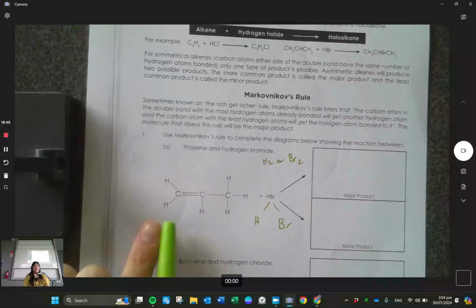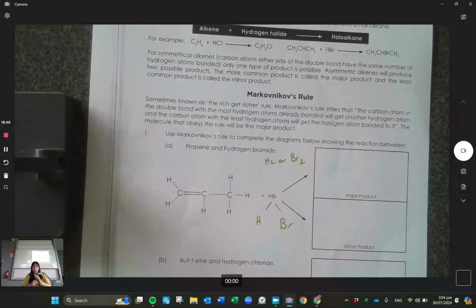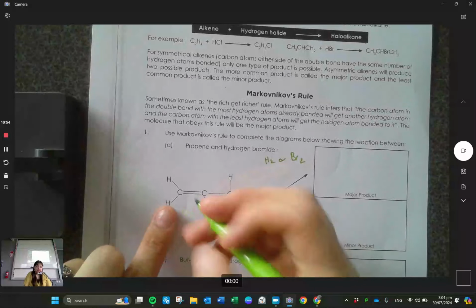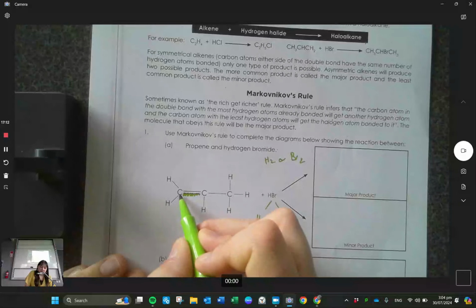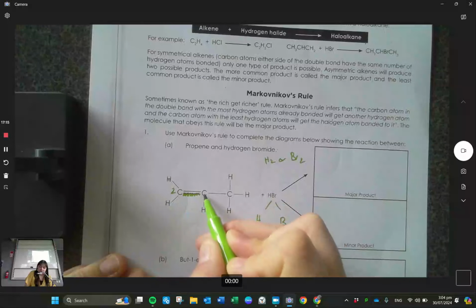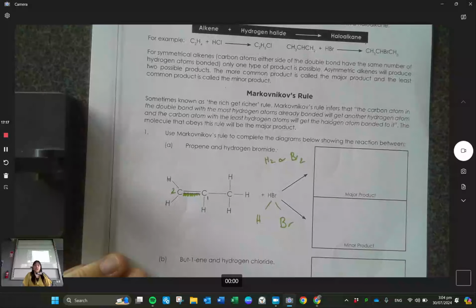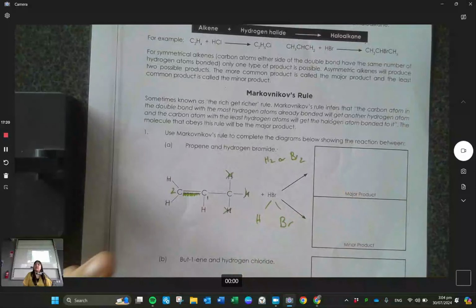The other thing is that it needs to be unsymmetrical. I'll show you what a symmetrical molecule looks like once I go through the answers. In this case, we are breaking the double bond, and now my carbons only have three things attached. So I need to attach a hydrogen to one of them and a bromine to the other. The way I decide that is by counting the number of hydrogens on the carbons involved in the double bond. This carbon here has 1, 2. This carbon here only has 1. I am not counting these hydrogens because they are not directly involved in the double bond.